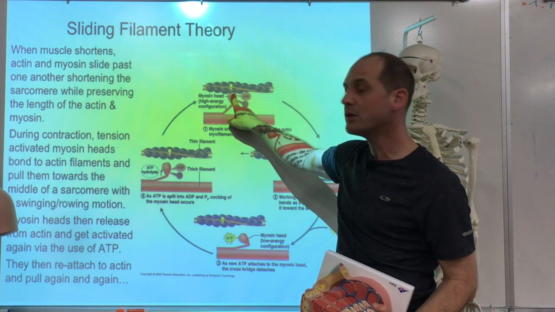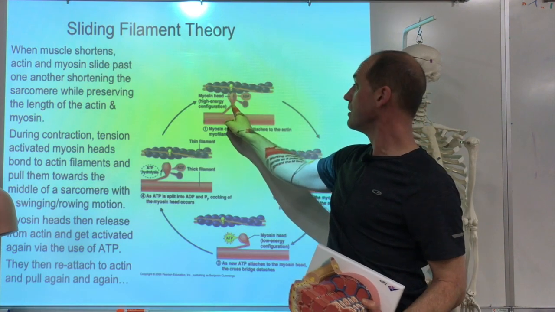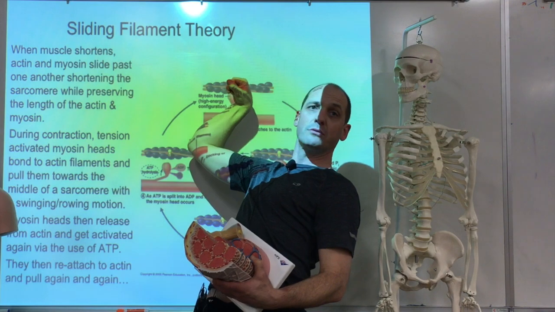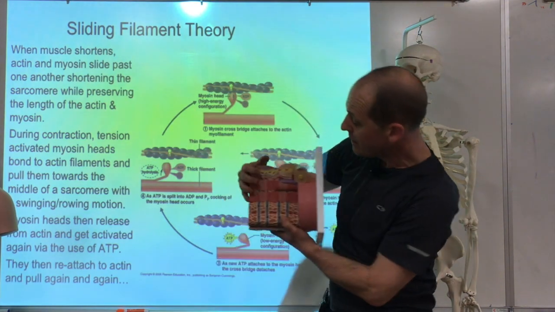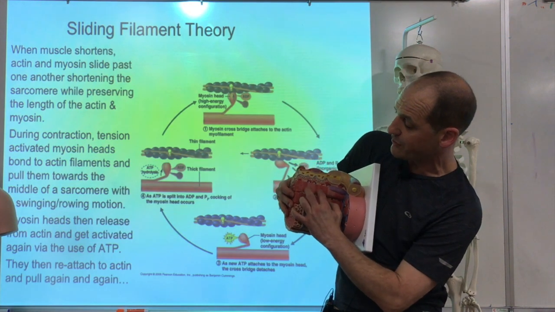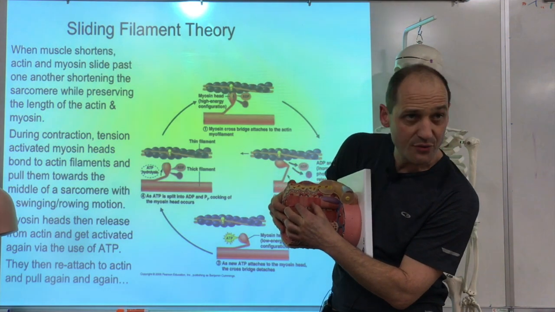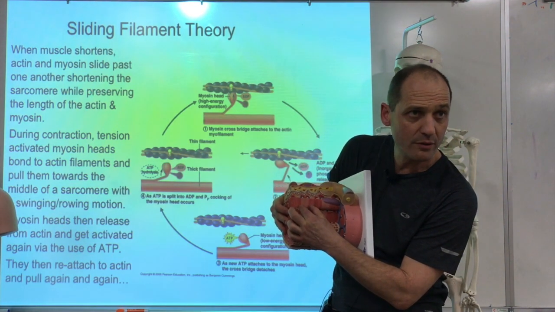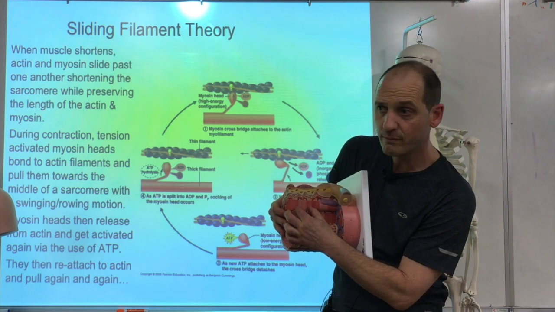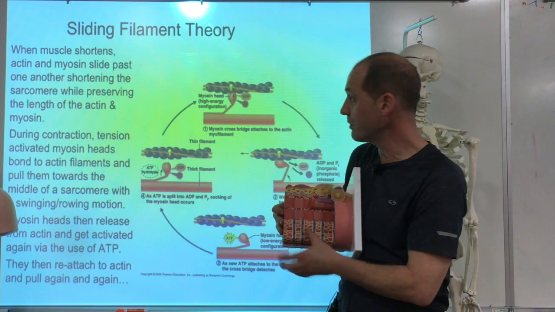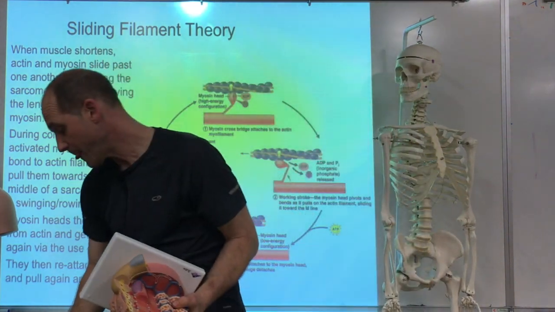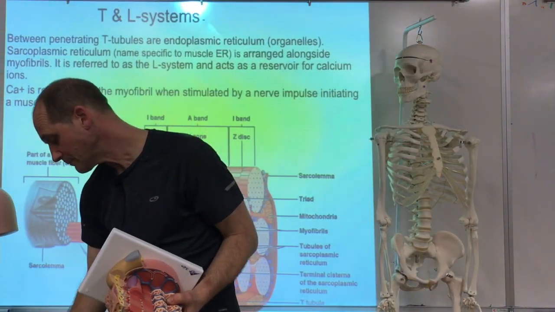And at that point, when that happens, this head moves. It moves one stroke. And when it does that, the inside thread pulls the outside thinner thread a little bit closer to one another. And that's a muscle contraction right there. I know, complicated. Let's put some words to it.